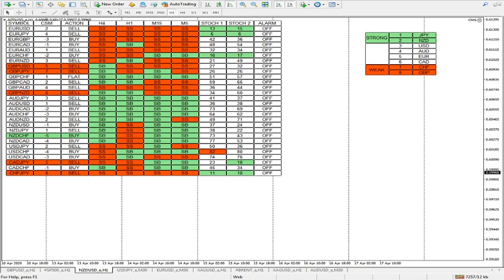So today is the last day of the week. This is the 17th of April 2020. We would like to see exactly what we are having on this chart. First of all, we'll start by explaining whatever is on our screen.